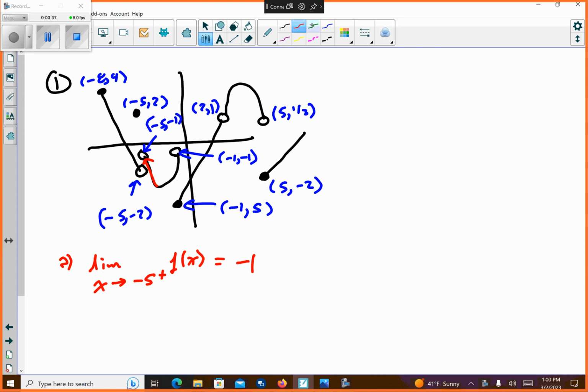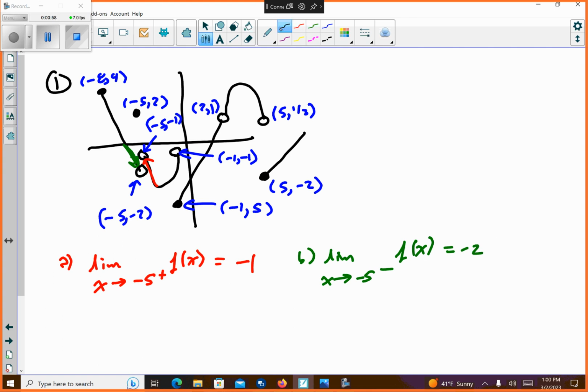But the following question said, what is the limit as x approaches -5 from the negative side of f at x? That means this one was coming down this way, and that gets us to -2.